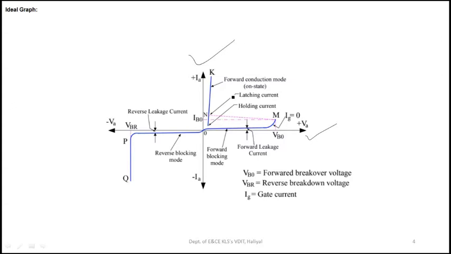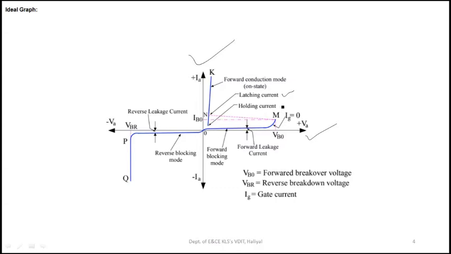Basically, the latching current is the minimum anode current required to maintain the thyristor in the on state immediately after the thyristor has been turned on and the gate signal has been removed. That means you have to remove the gate signal, but the thyristor has to remain in the on state. So what does holding current mean? It is the minimum anode current to maintain the thyristor in the on state.